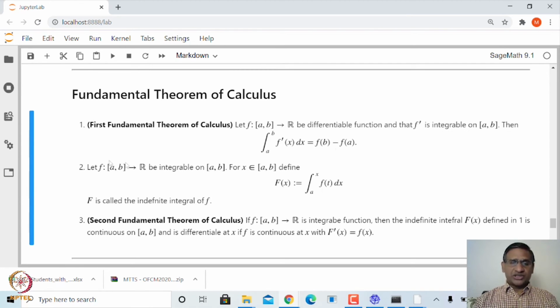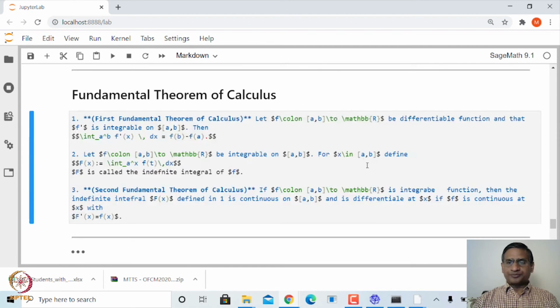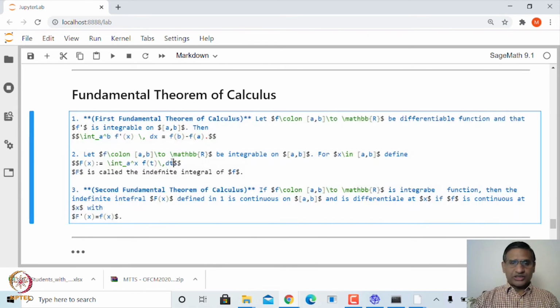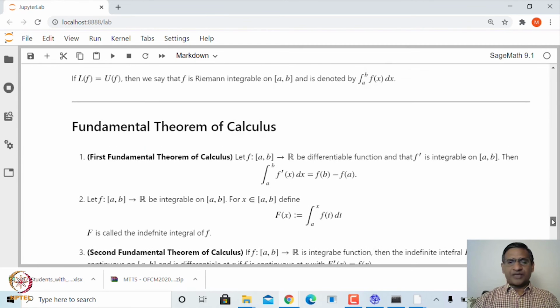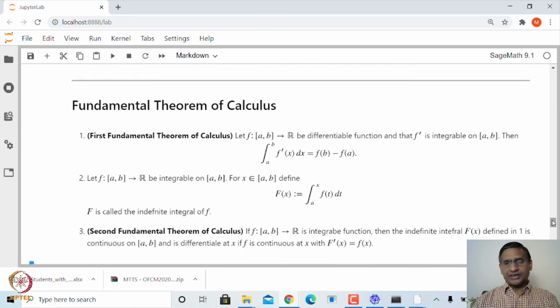Similarly, if the function is integrable, you define the integral of f(t) from a to x, sorry, it should be dt here, because that is the variable with respect to which you are integrating. So this is a function of x. What are we actually doing? We are taking any x and finding the area under the curve f(t) from a to x. One can show that this function F(x), which is called the antiderivative or indefinite integral of f, will be differentiable: in case small f is continuous at x, then capital F will be differentiable at x. And not only that, the derivative of capital F(x) is small f(x).